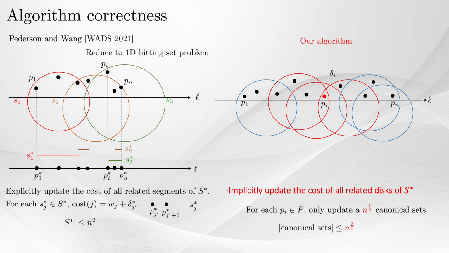After that, both of these two algorithms are using dynamic programming. They find the delta I star and we find the delta I. So the only difference is we just process these disks in the canonical sets, not one by one.